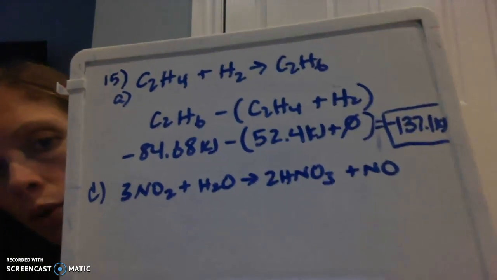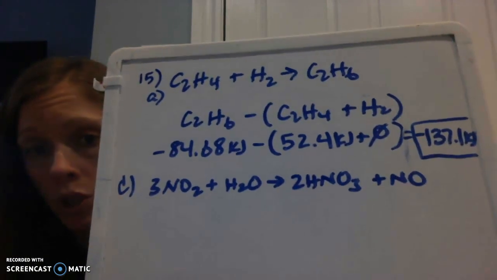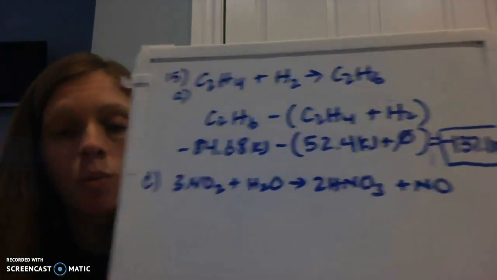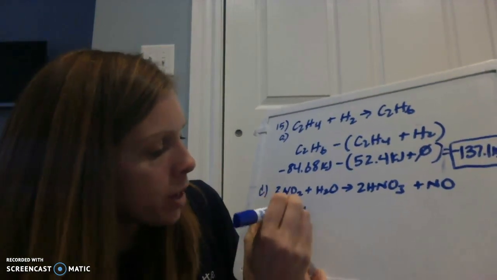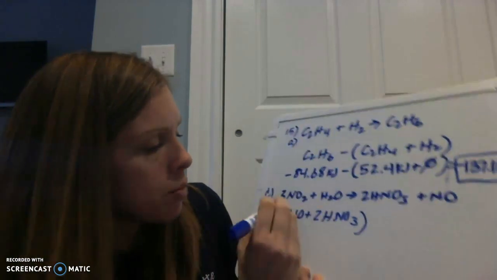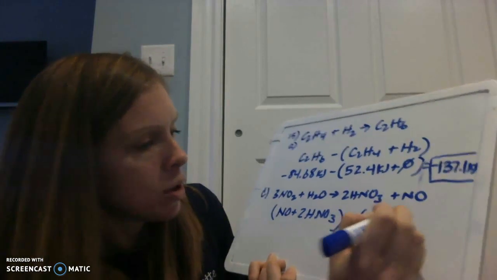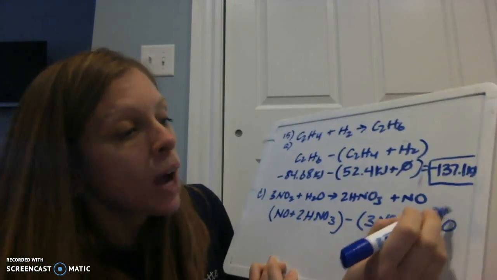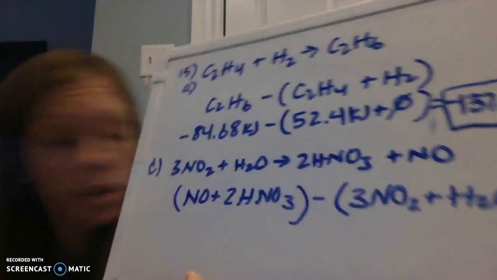Part C, now we have coefficients. So notice in front of NO2 there's a 3, and in front of HNO3 there's a 2. So we just need to make sure that we incorporate that. What I'm going to do is switch it, and I'm going to say, okay, well, NO plus 2 HNO3 in parentheses, and then we have to subtract 3 NO2 plus H2O. So now I can look that stuff up and just throw it in there and it should come out.